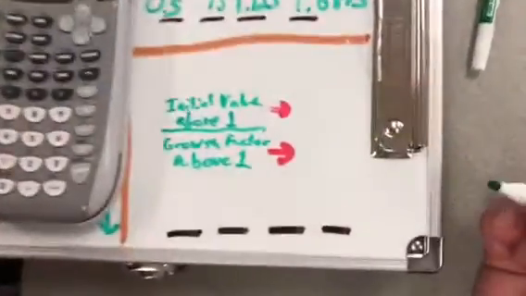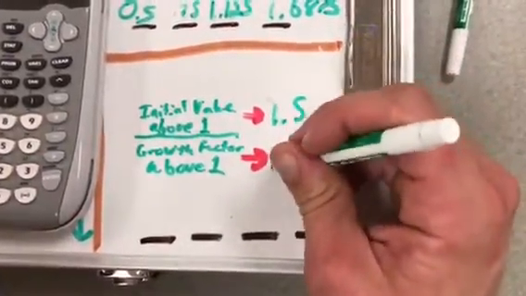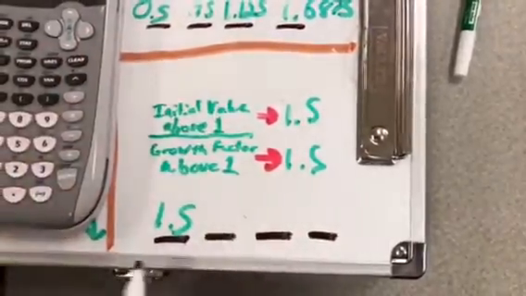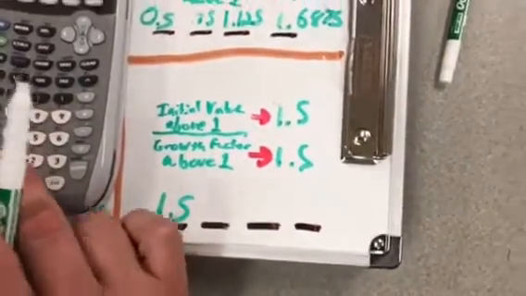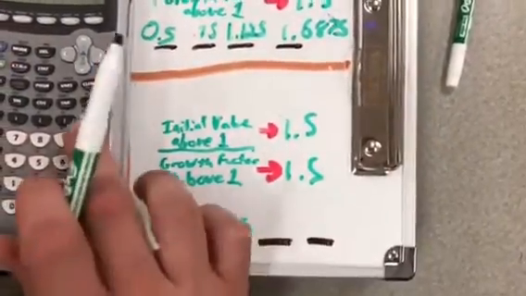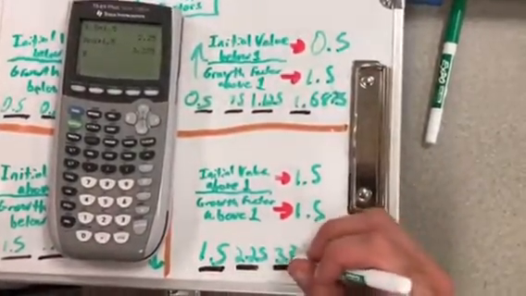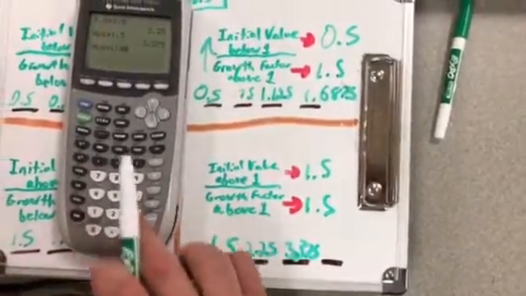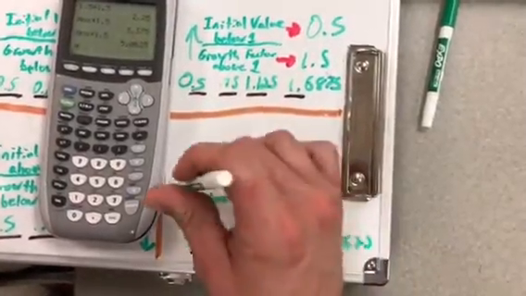Last one, growth factor above 1, initial value above 1. So we're going to start at 1.5, and we're going to grow by 1.5. So our initial value is 1.5, and we're going to multiply all those by 1.5. So 1.5 times 1.5. Enter. 2.25. Multiply that times 1.5. Enter. 3.375. More, it's getting bigger. Times 1.5. 5.0625. So this is going to increase.